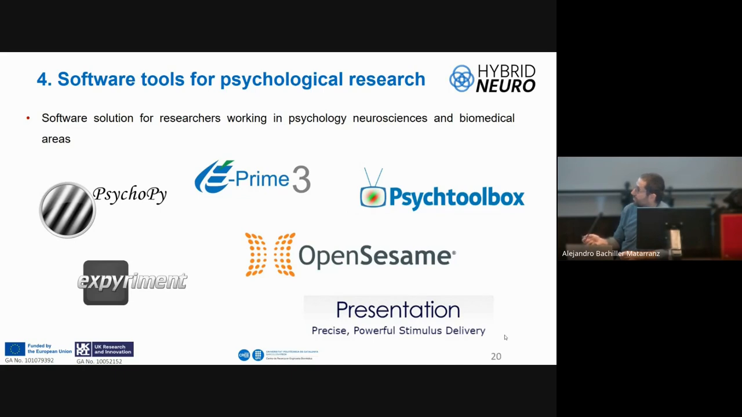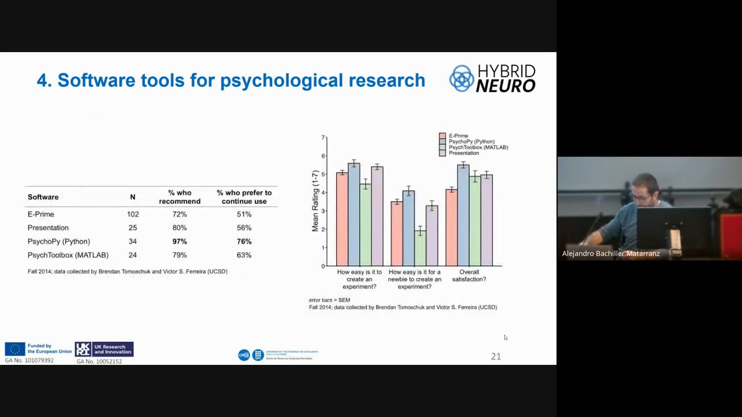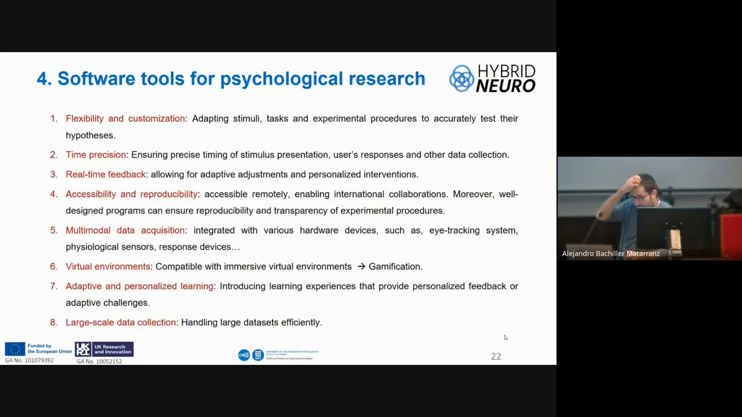This is the most used software solution, but it is necessary to pay to have E-Prime. It is very extended in clinical settings and hospitals, and PsychoPy is an open source solution that has a lot of use. In this case, a survey that some researchers performed in 2014 about the use of different kinds of software tools, how easy it is to create an experiment, and the satisfaction with these different software. And what are the key points to take into account when you are searching for software tools?